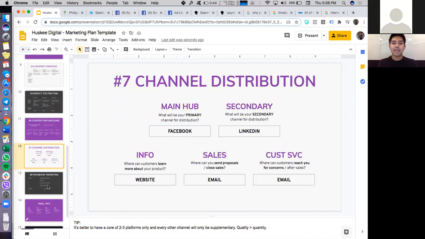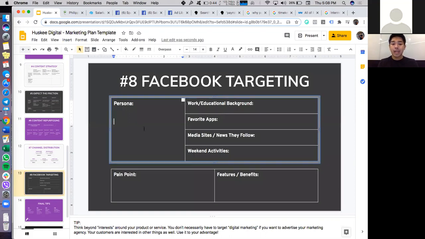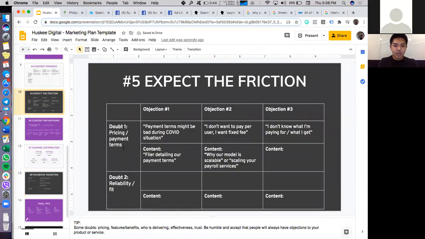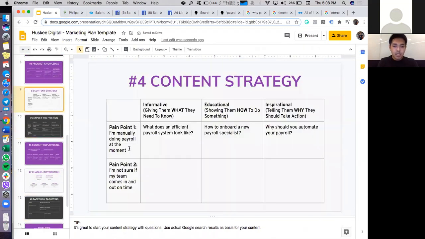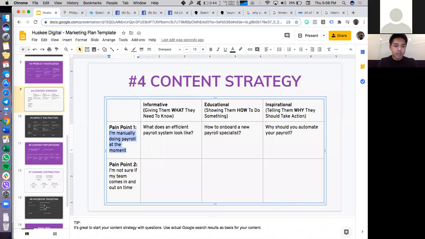And then last bit, now you want to look at your Facebook targeting. Again, this was also part of the blueprint. We had a more extensive list of questions that you want to be able to use, but in this case, it's a simplified version. So again, just fill it up. Henry, the VP for HR. My pain points, I just pick one. Let's say I'm doing the manual thing again.